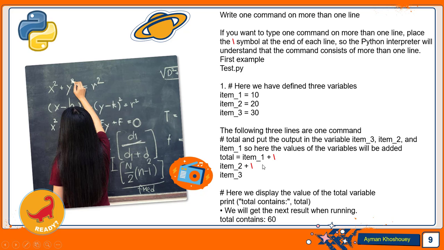If you want to divide one single line into multiple lines, you must use the backslash symbol. Here you can put item_1 equal 10 in a single line, item_2 equal 20, item_3 equal 30, and then if you want to get the total, you can put it in one line or divide it into three lines like this to be easy to read.